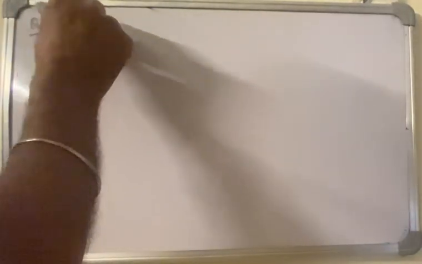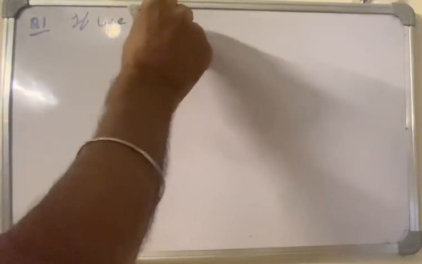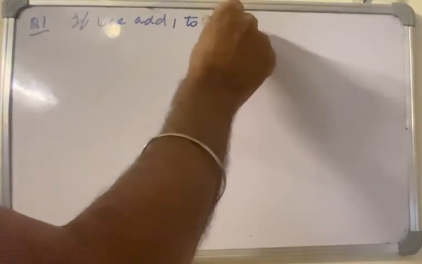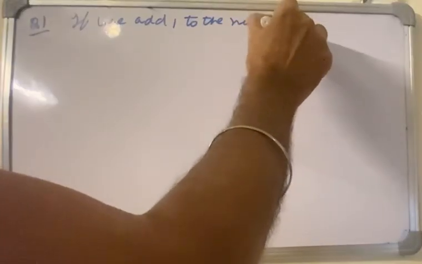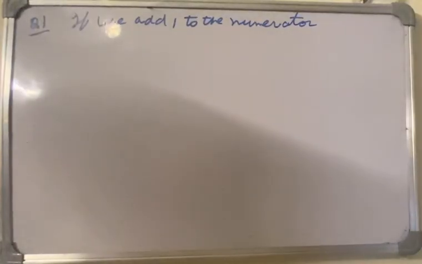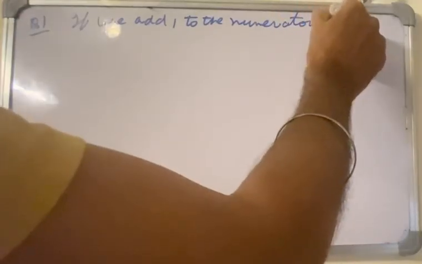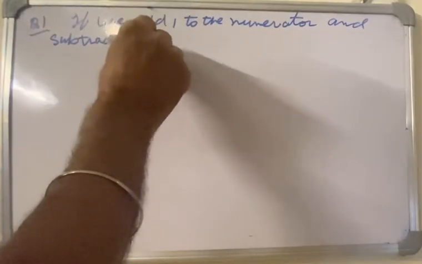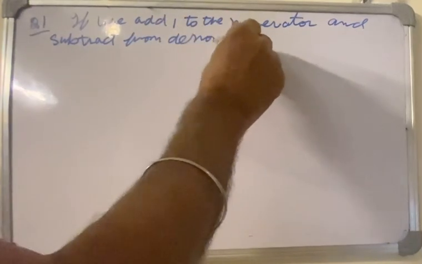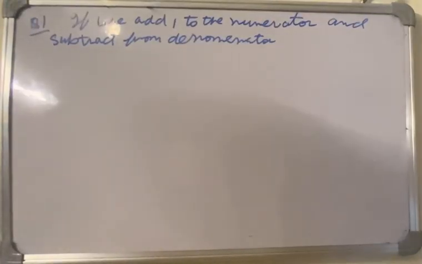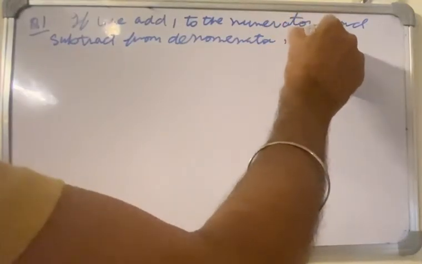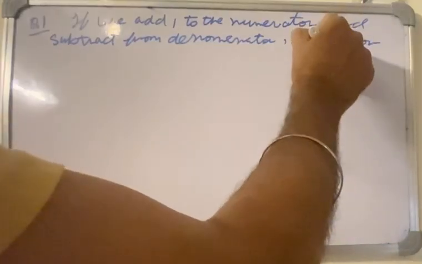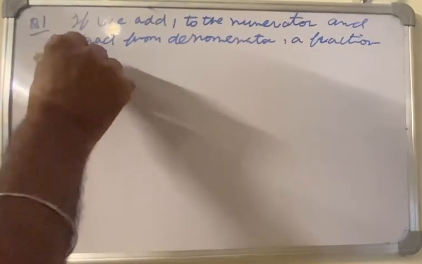First question: if we add 1 to the numerator and subtract 1 from the denominator, a fraction reduces to 1.